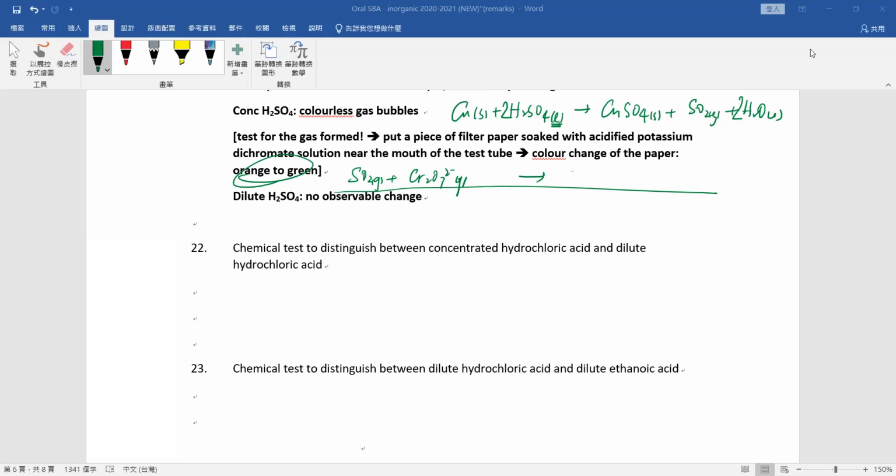Test for the electrical conductivity. Yes, that's right. Chemical test.